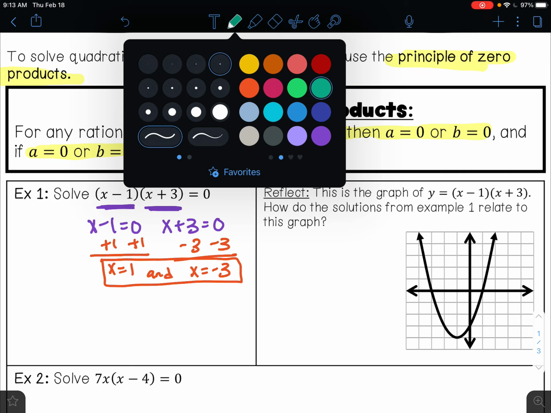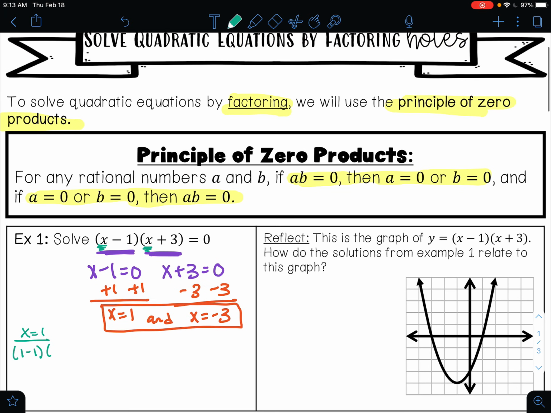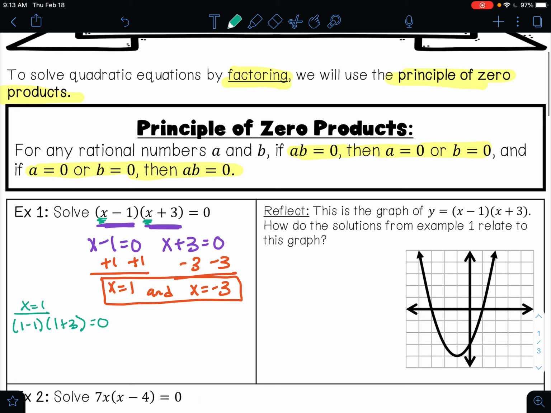All right, so to see if these work, I'm going to plug into the equation for when x equals 1. Every time I see an x in this equation, I'm going to replace it with 1. So I'll have 1 minus 1 times 1 plus 3 equals 0. 1 minus 1 is 0. 1 plus 3 is 4. 0 times 4 is 0. 0 equals 0 is a true statement. So 1 is a solution.